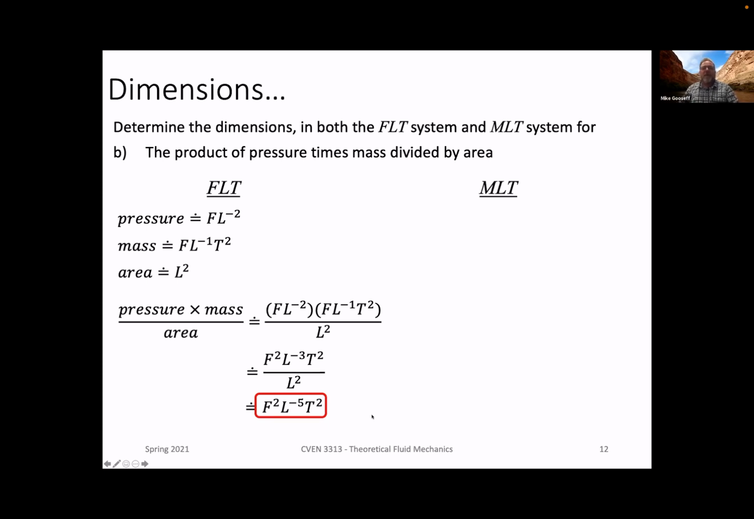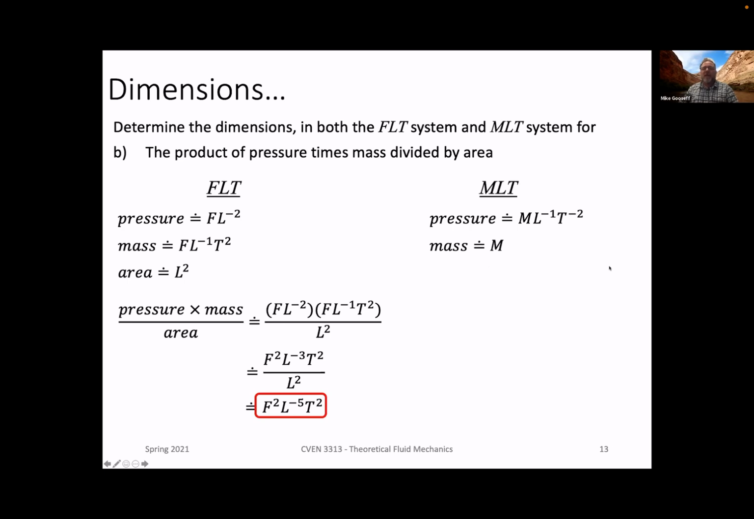And then similarly, this gets easier over on the mass side, only because when we look at the MLT system, we remember we don't have a force involved in this, but pressure is still force per length squared. So pressure in the MLT is M L to the -1, T to the -2.